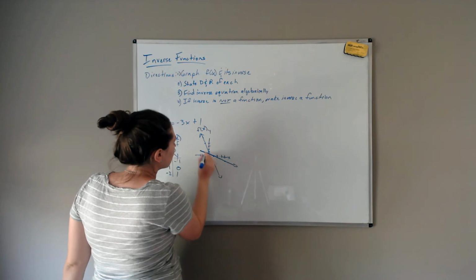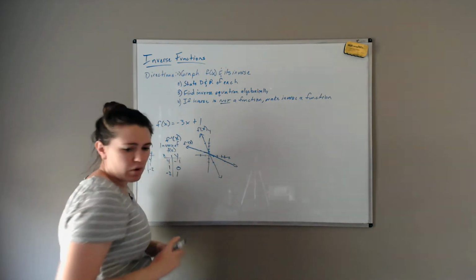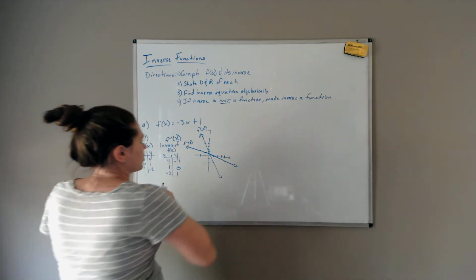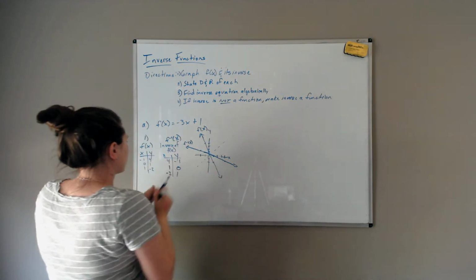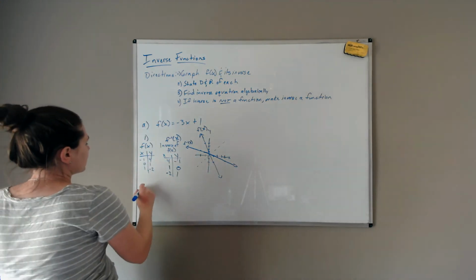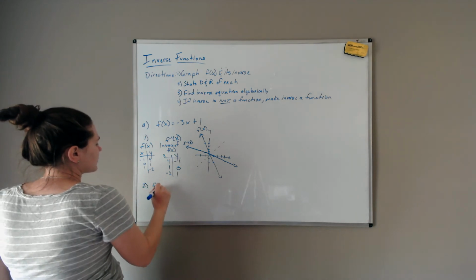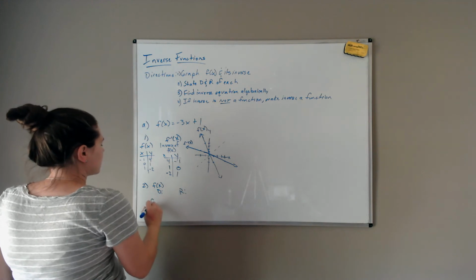Remember, there should be a line of reflection. The line of reflection would be y equals x, which, okay, you can kind of see there. They would be reflections over one another. Okay, number 2 says state the domain and range of each. So f of x, okay, and then the inverse.